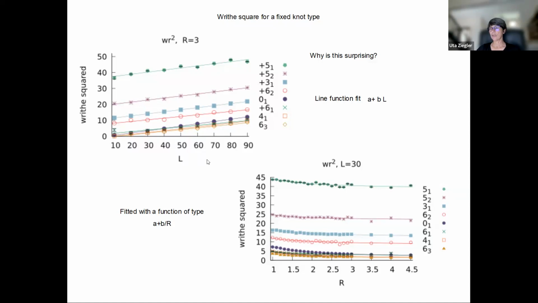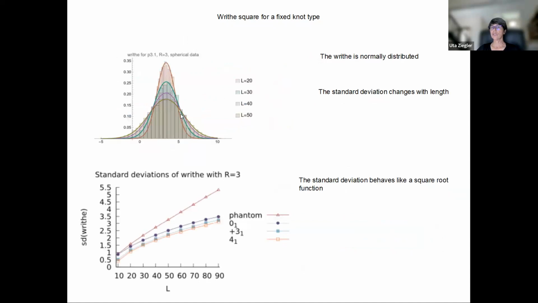What we did to answer that question is we looked at the standard deviation of the different knot types. So this is the standard deviations for the positive 3,1 in a confinement sphere with radius 3. What we see is that all of them basically center on the same averages, but the standard deviation changes with the length. This is for 20, this is for 30, this is for 40, and this is for 50. So the standard deviation gets wider and wider the longer the length.